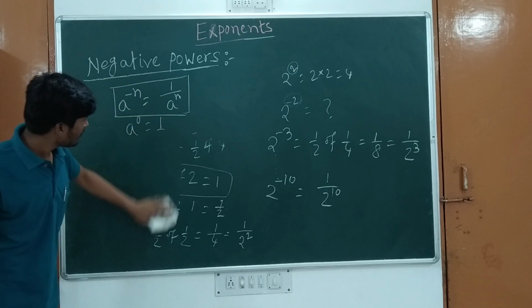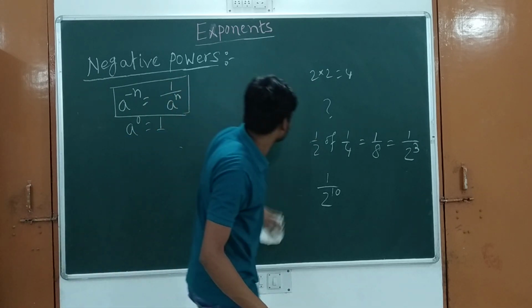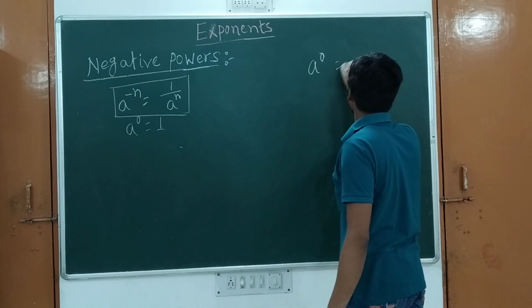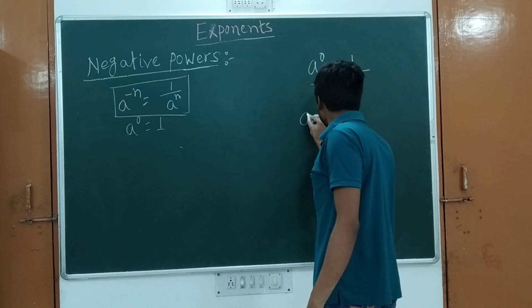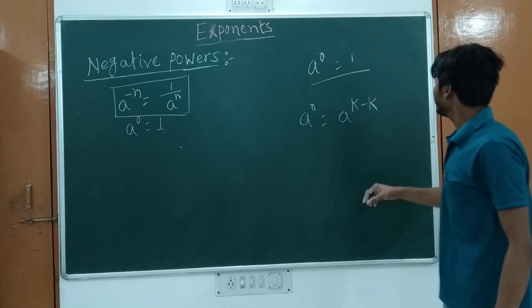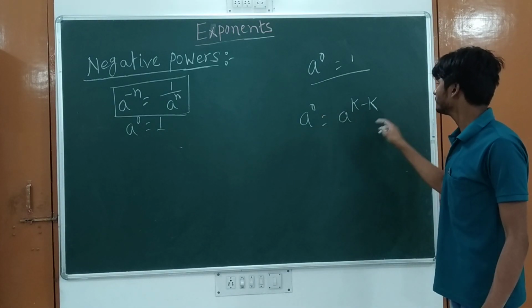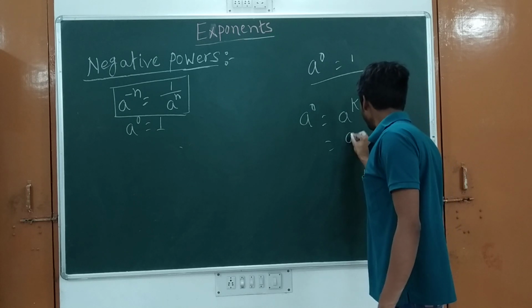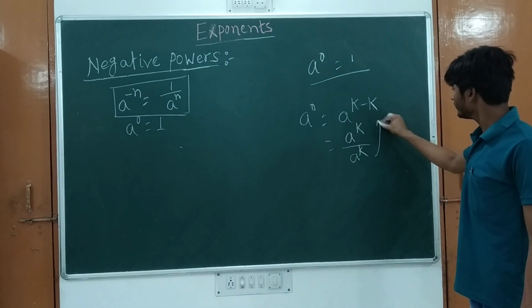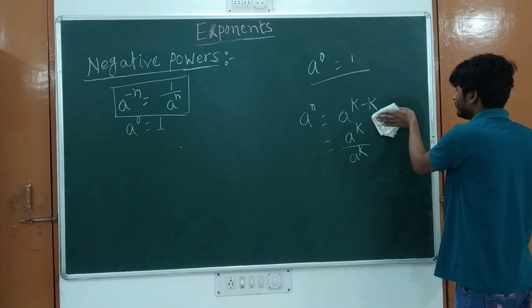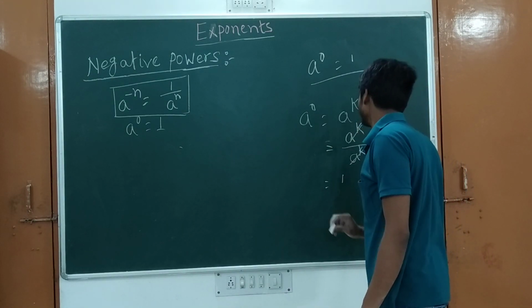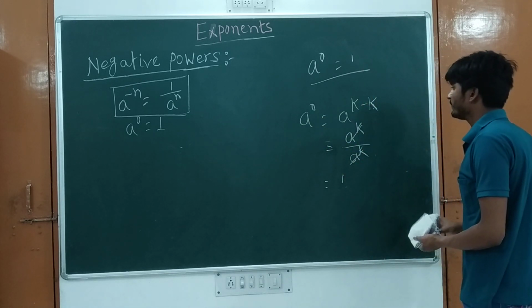Now, a to the power 0 is 1. We have shown it this way, but we can prove it in another way also, for any number a. Now how can we write a to the power 0? As a to the power k minus k, where k is an integer. So 0 is written as k minus k. Now a to the power k minus k is a to the power k divided by a to the power k, which is 1. So a to the power 0 equals 1. We have proved it.